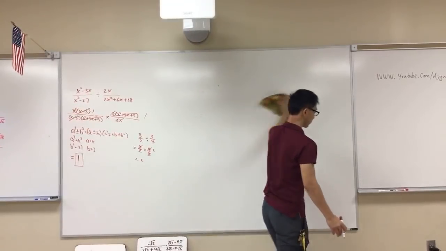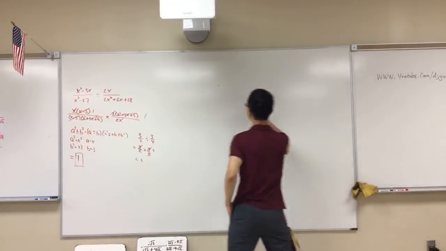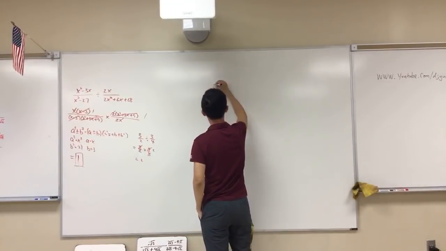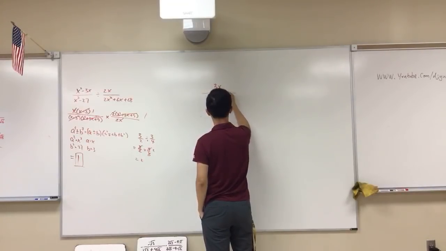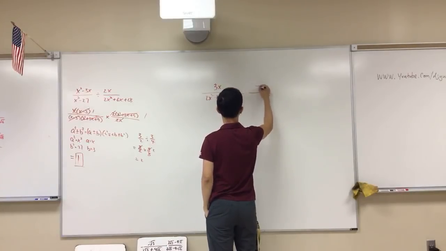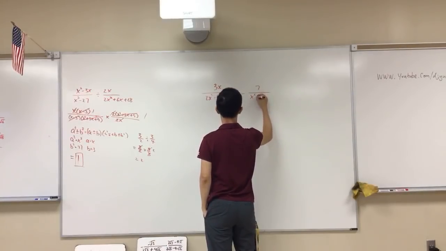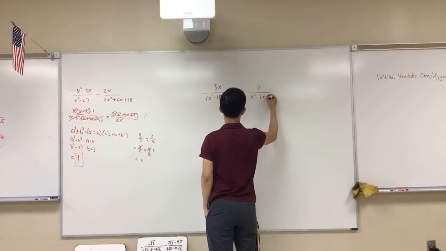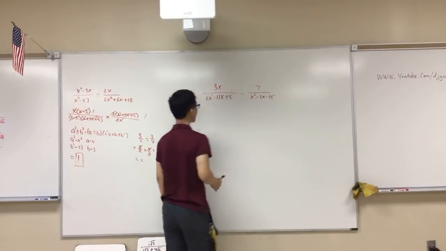3x over 2x squared minus 11x plus 5 minus 7 over x squared minus 2x minus 15. Perfect. Okay, so now this is the question here.